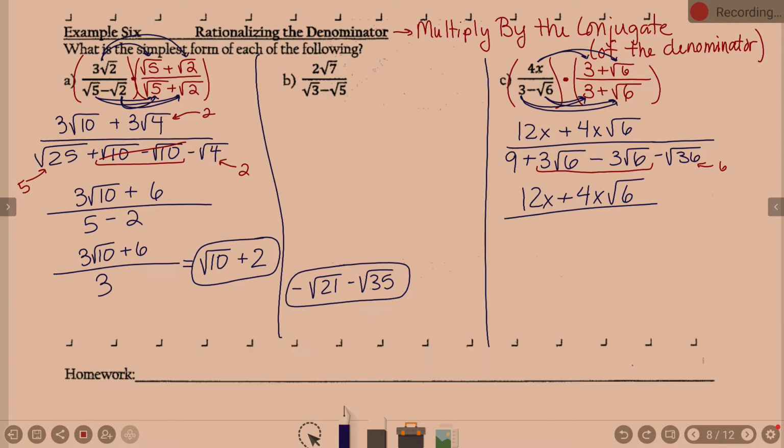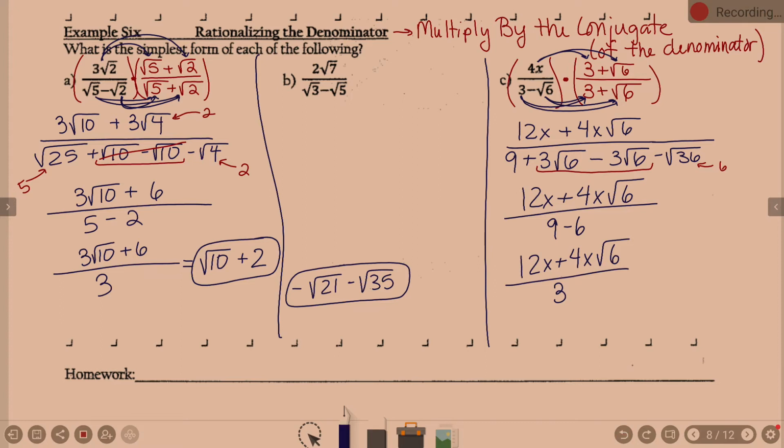What about 9 here? It just stays 9, yes? No one's going to fall for, oh, I'm going to take the square root of 9. It doesn't say to take the square root of 9, does it? No. So we have 9 minus 6. And what do you know about 9 minus 6? 3. So I have 12x plus 4x square root of 6, all divided by 3. It is an option for a final answer. And here's the deal. 12 divides by 3, doesn't it? Yes. 4 does not.